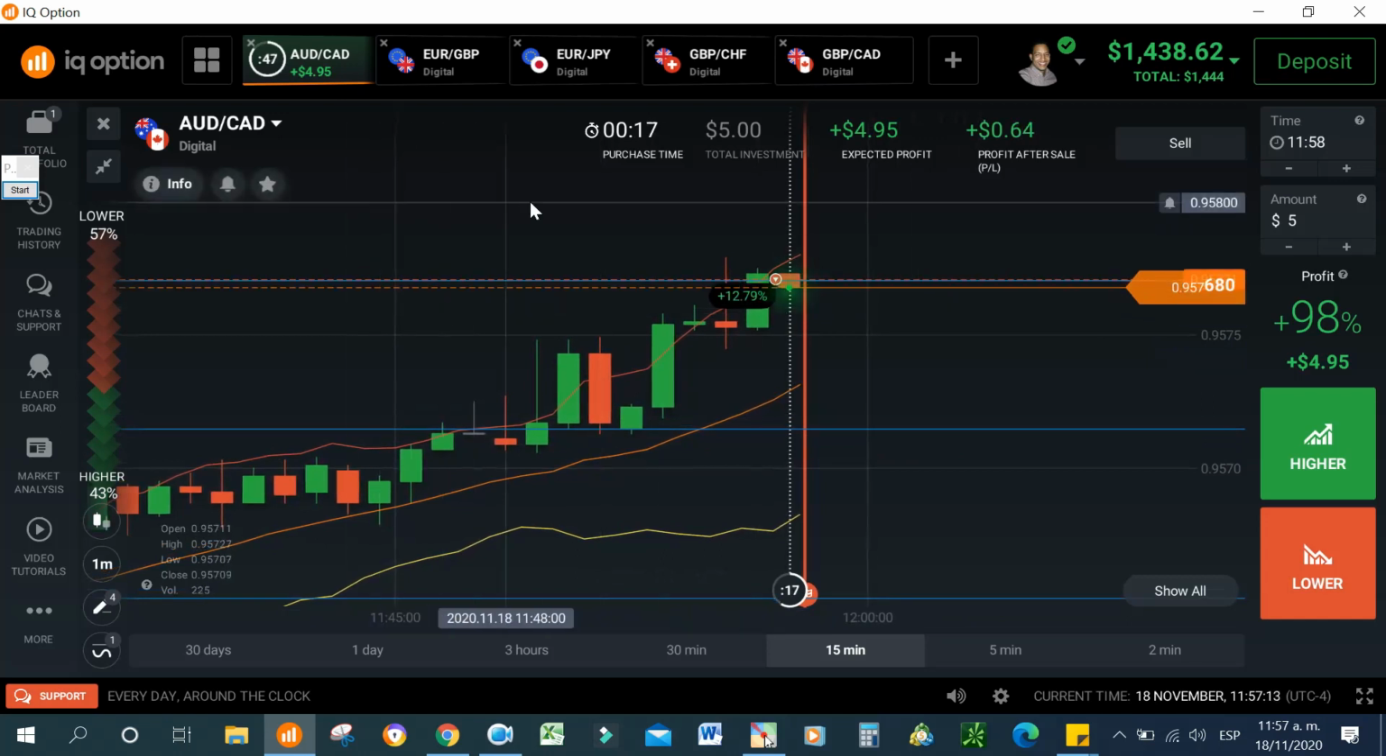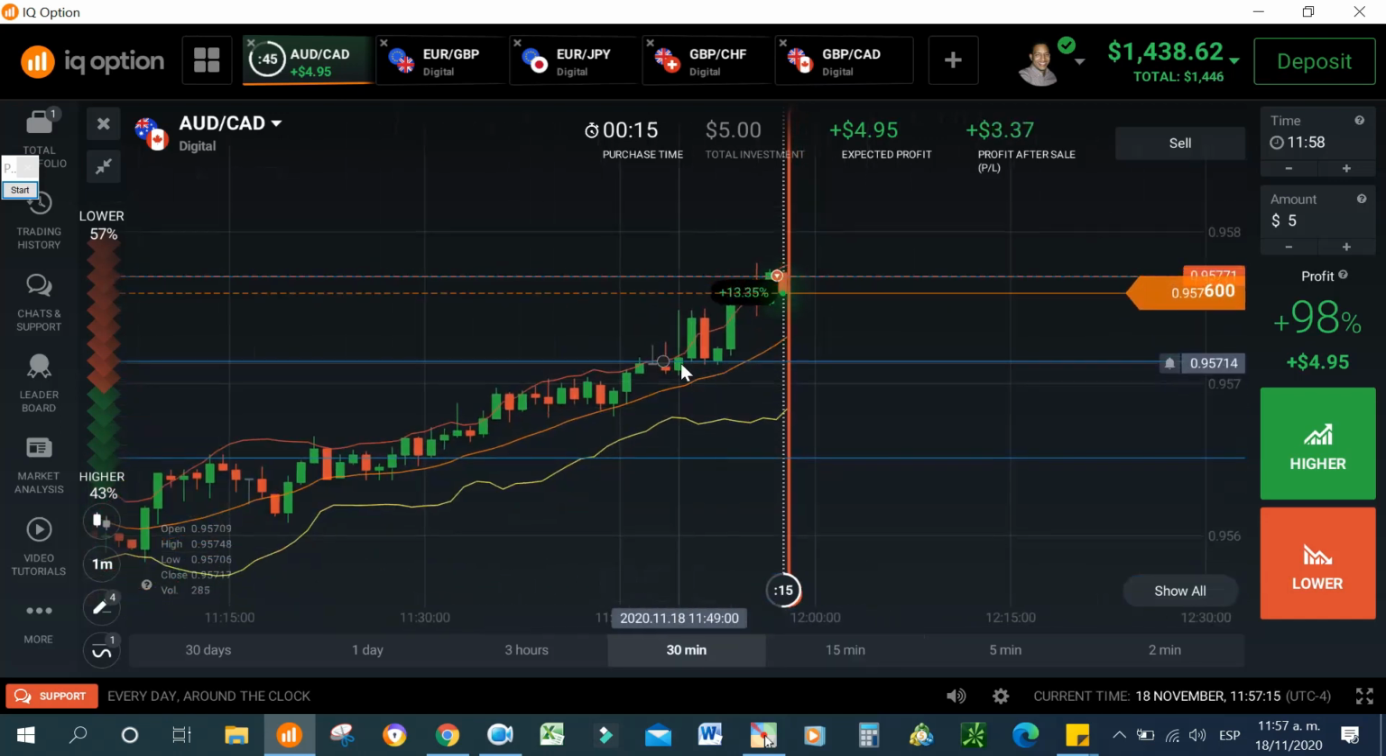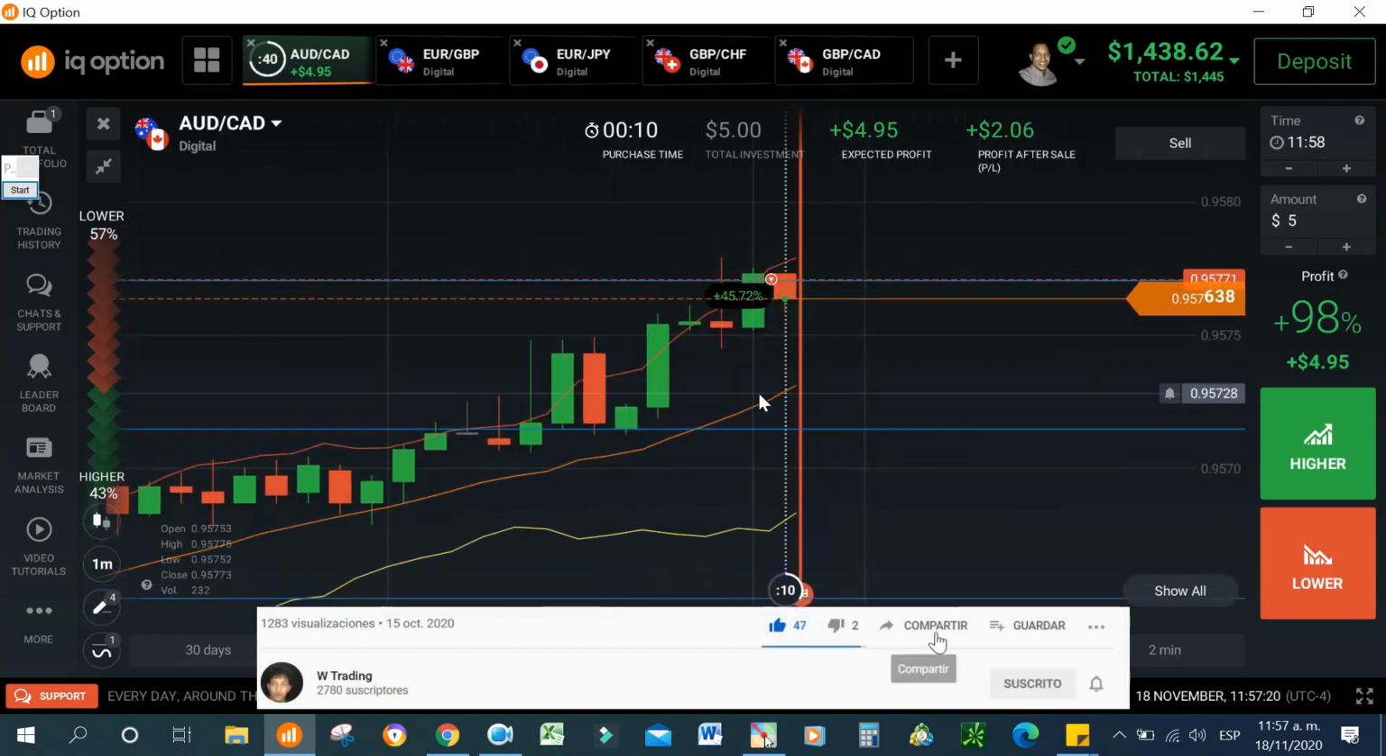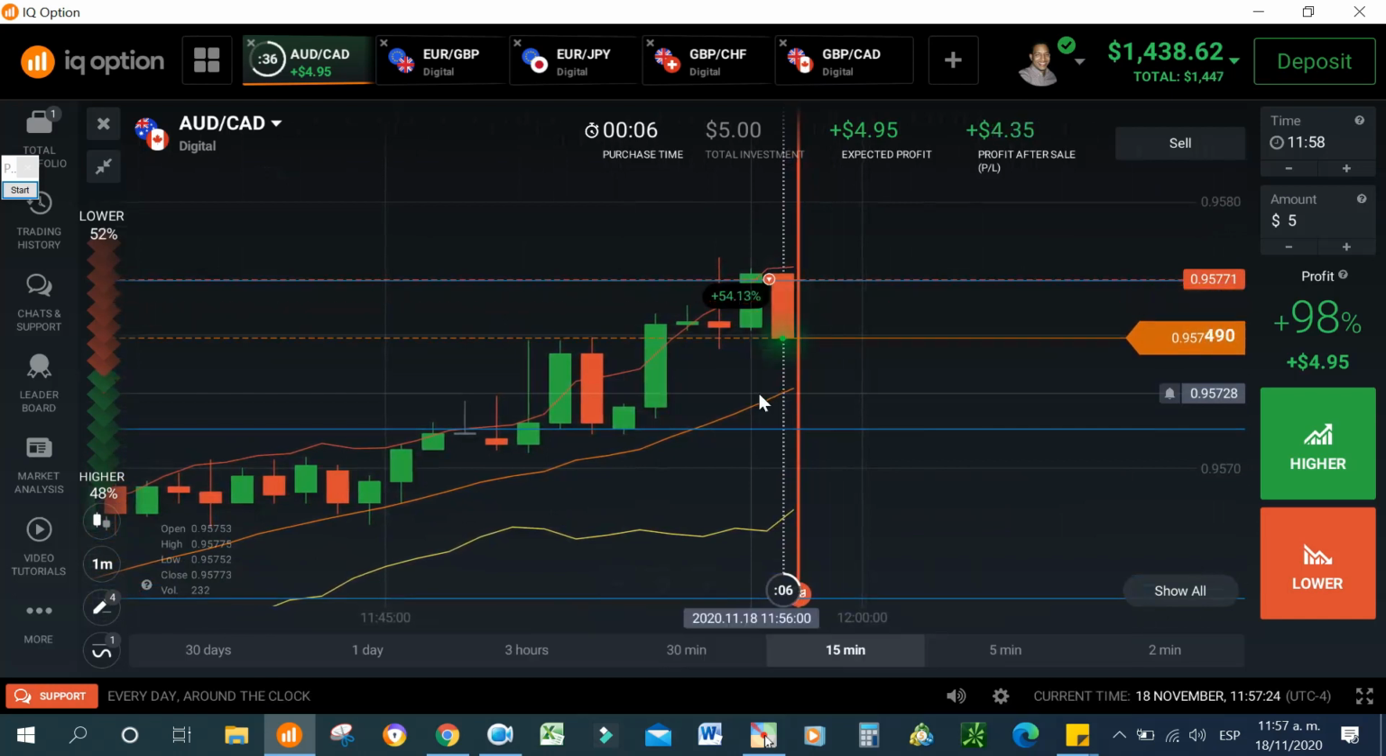Today I will trade using the Bollinger Band and the support and resistance level. I'm doing a combination with these indicators, as simple as that.